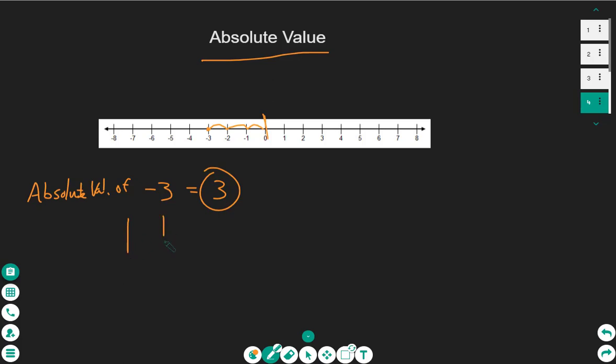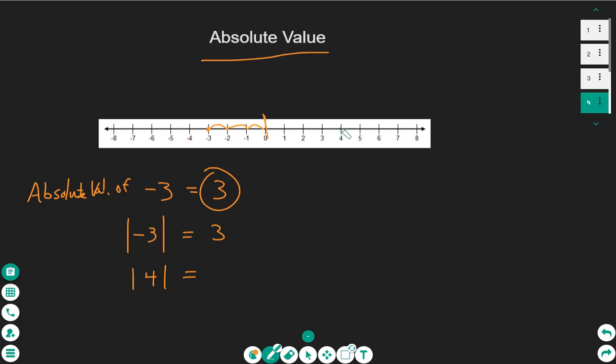So whenever you see these vertical bars enclosing a number, that's telling you the absolute value of -3. All right, and what is it? It is 3. All right, so let's try another one. What about if I have the absolute value of a 4?